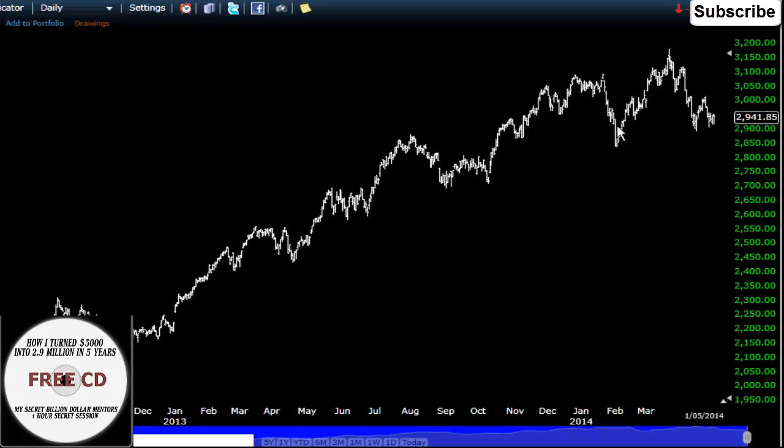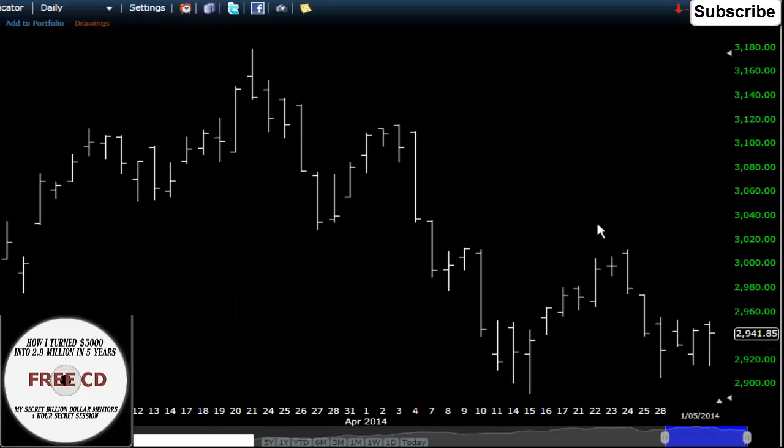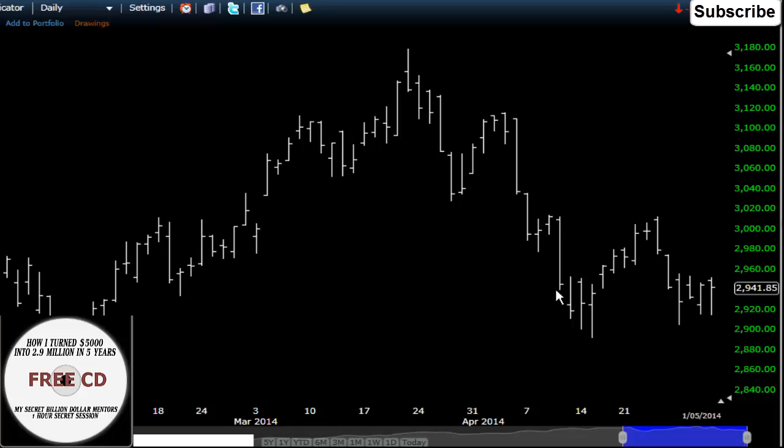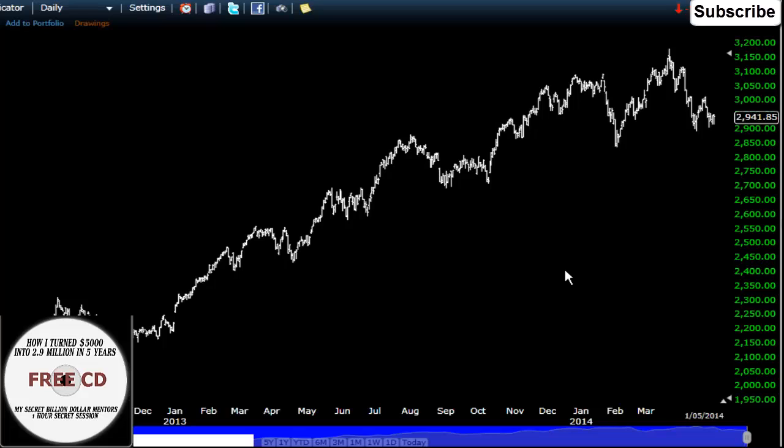Now, that's the first tip, okay? You want to be able to see that, because if you're just looking at a couple months, you're not really getting the whole picture of what's really happening in that market, stock, or whatever. Okay, that's the first tip.